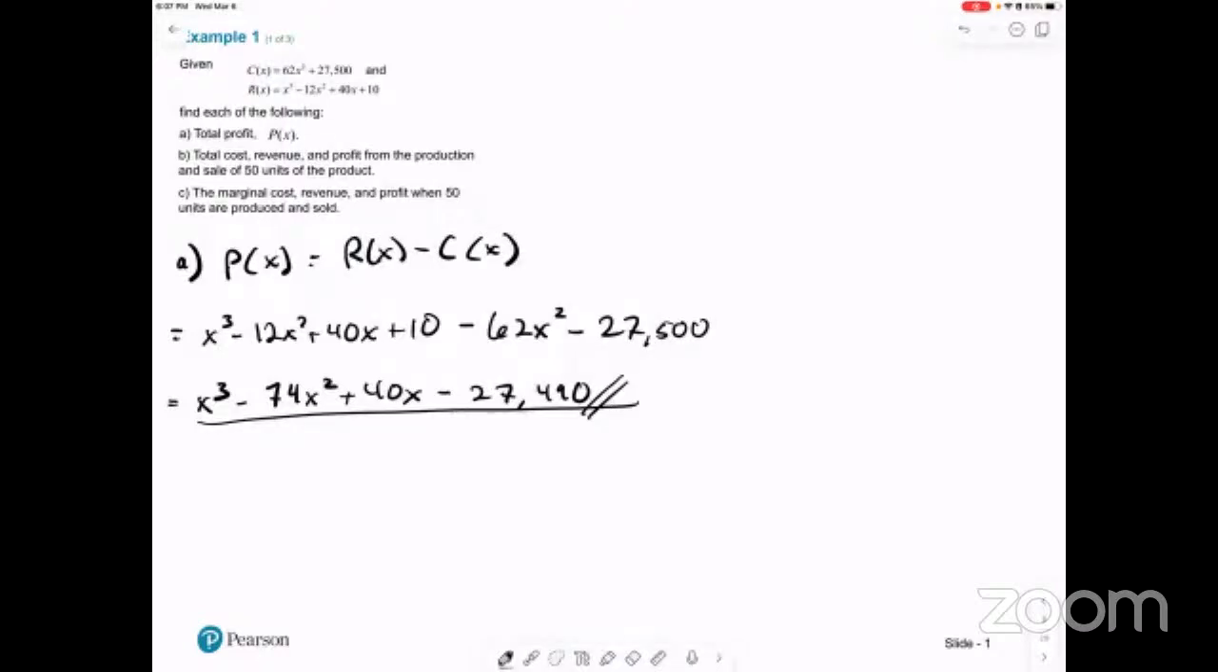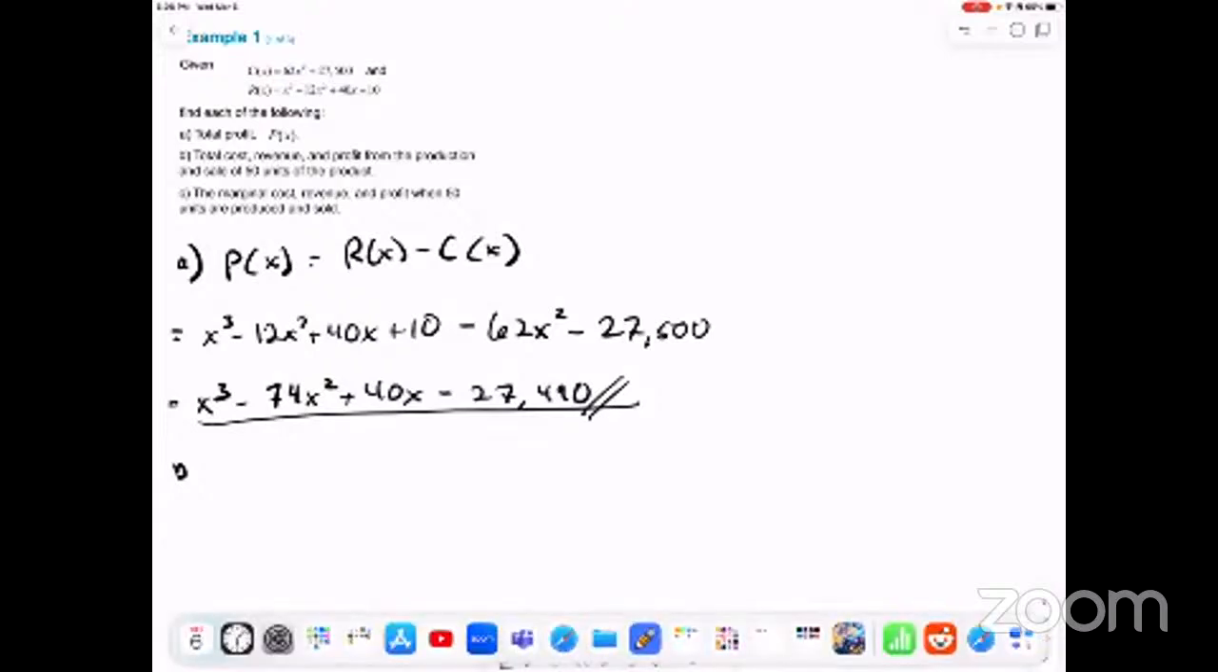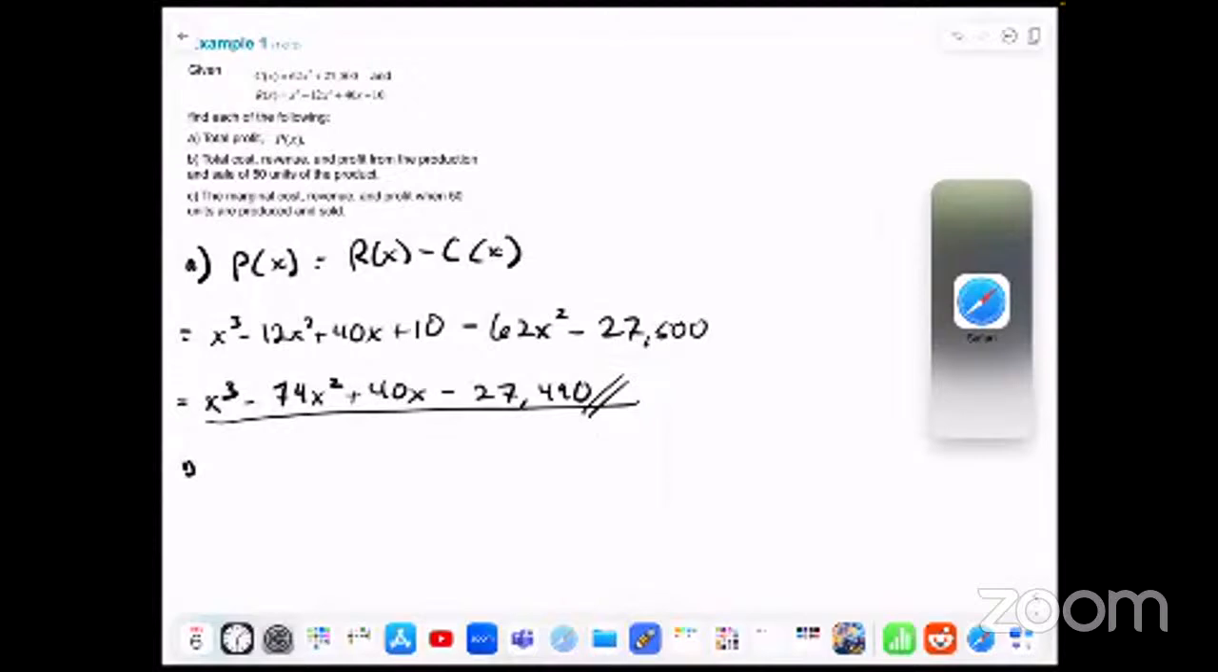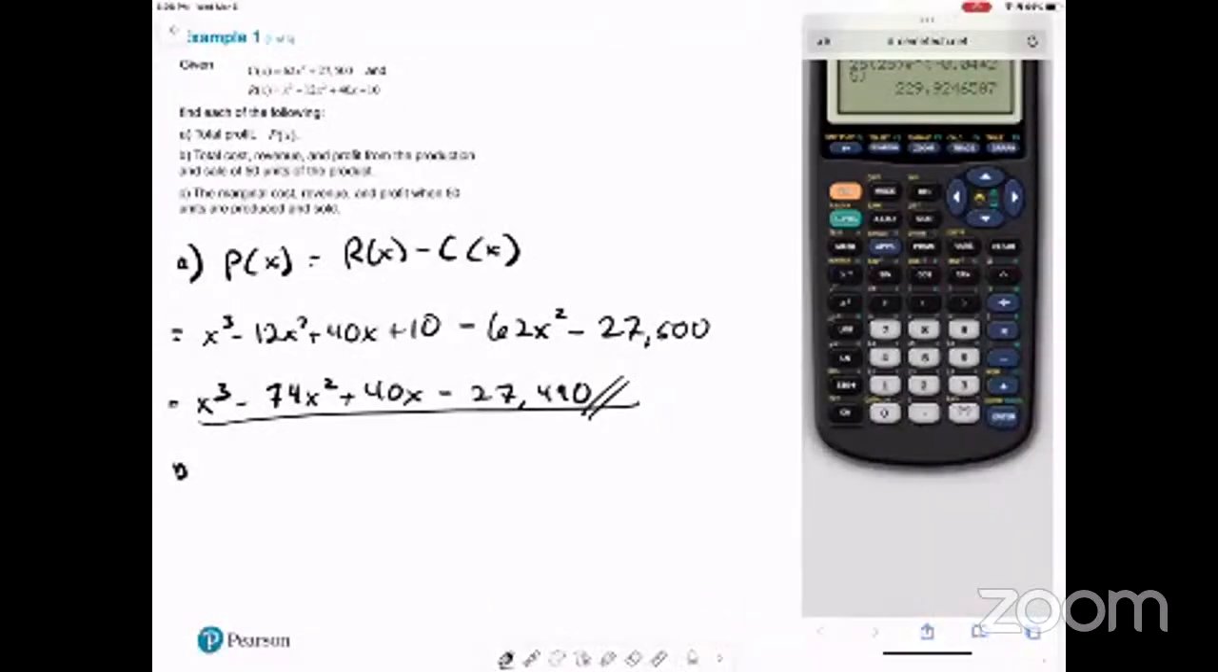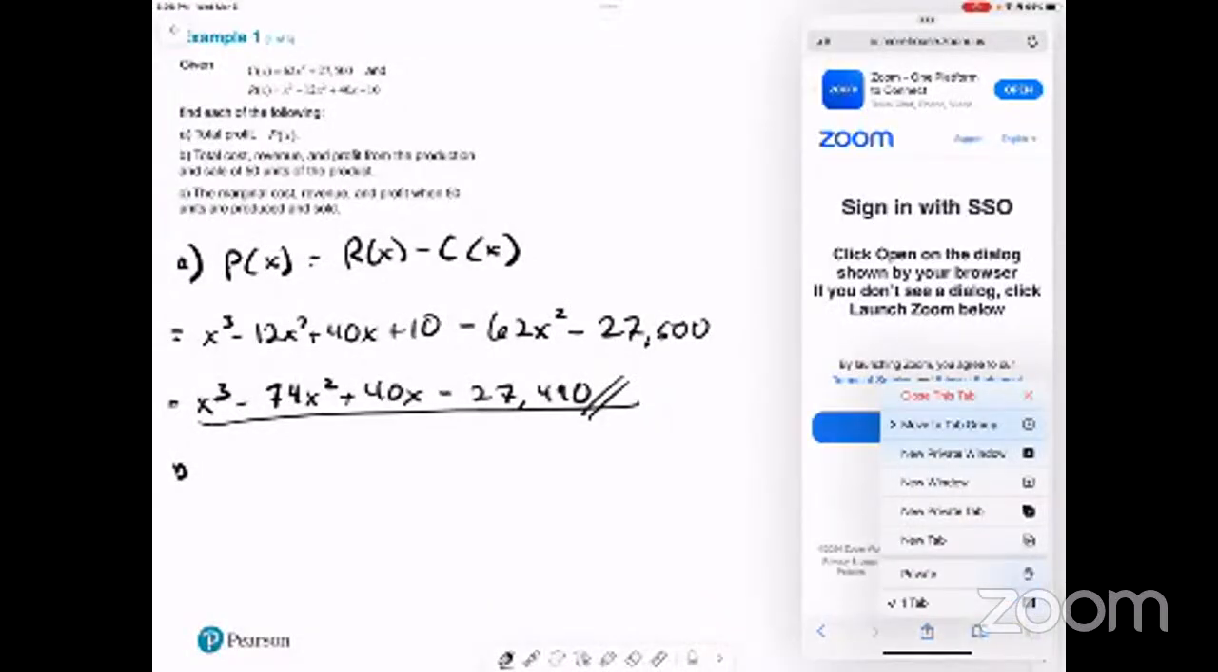So now we want to know the total cost, revenue, and profit from the production and sale of 50 units. All right. So say we produce and sell 50 units. How much is that going to cost? What's going to be the revenue generated, and what's going to be our profit? Okay. I think I'm just going to use my calculator there. Okay, let's go like this. Let's go here.